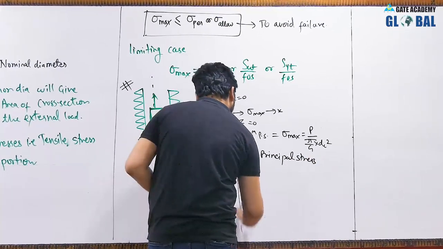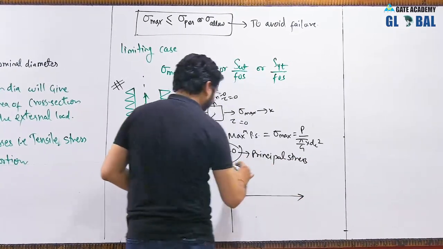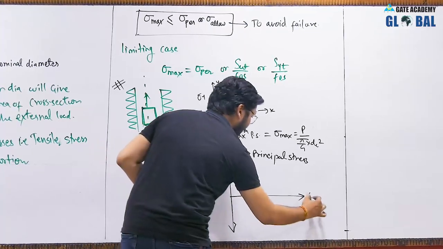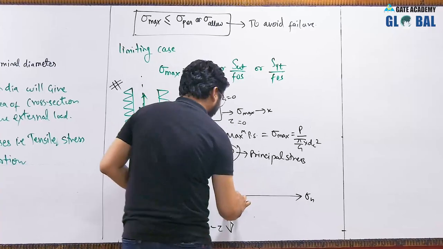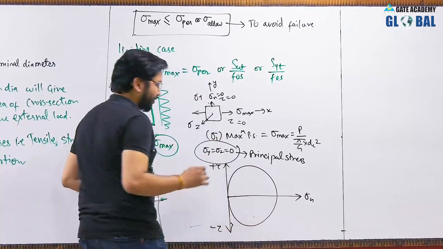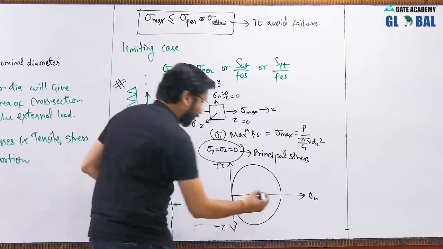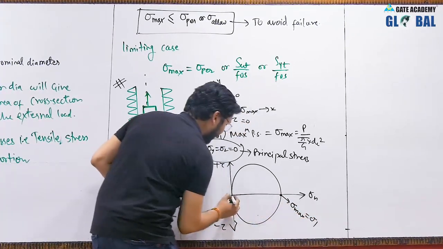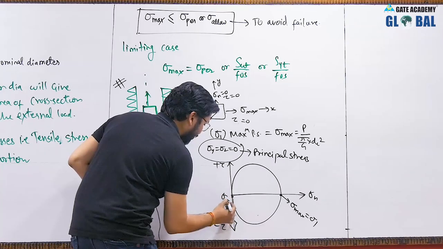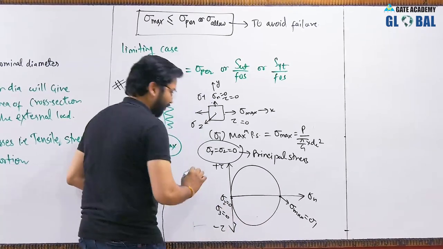Now let us draw the Mohr circle just for a better understanding. This is the sigma n axis, this is plus tau, this is minus tau. This will be the Mohr circle for the given situation. This is sigma max equal to sigma 1, sigma 2 is 0, and sigma 3 is also 0.